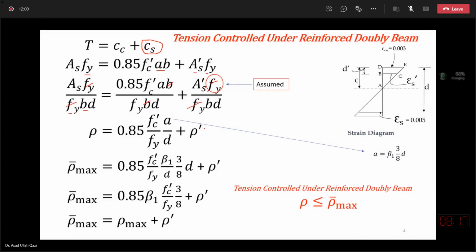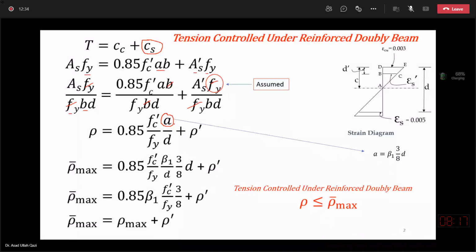I will rearrange the terms, and the first component gives me A over D. Now keep focusing on this A. In all our derivations on the next slide, this A will decide which rho I am going to derive. Now I will put A of my choice.